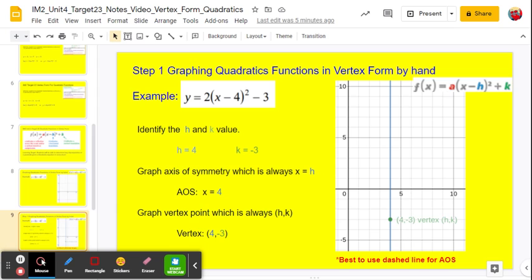All right, so now we have one point on the parabola. We have the center point of the parabola, if you will, the absolute min or the absolute max. In this case, the a value is positive, so we know that's the absolute min point. So we need to find a few more points.